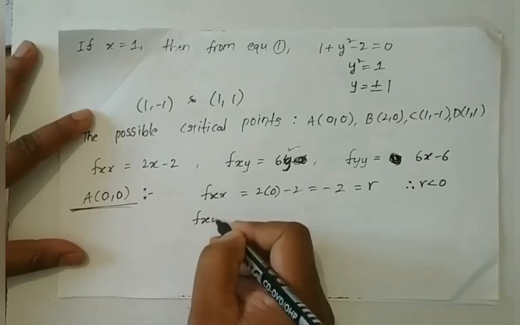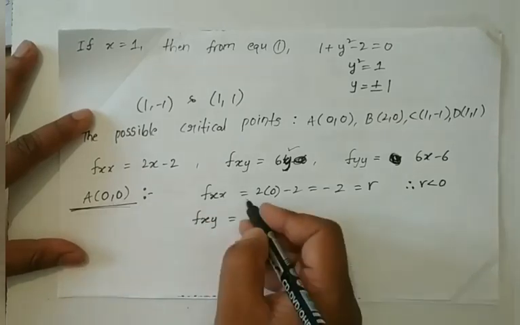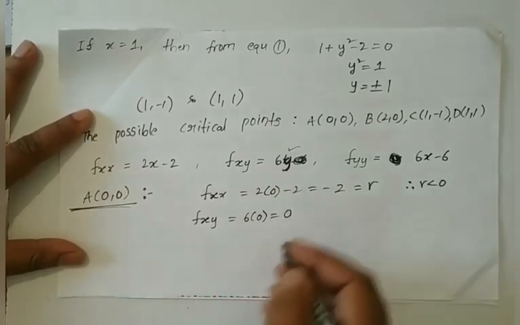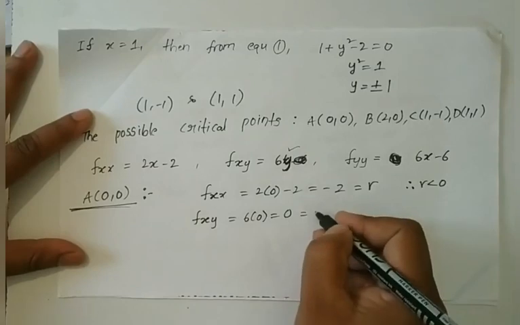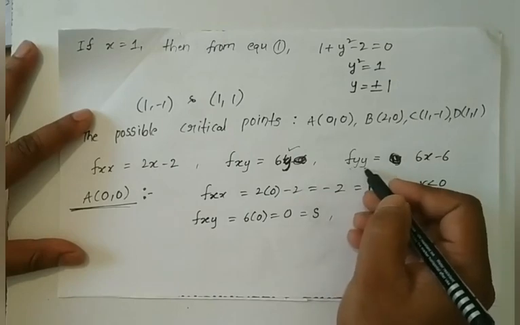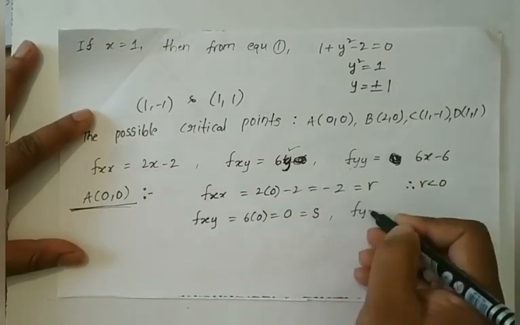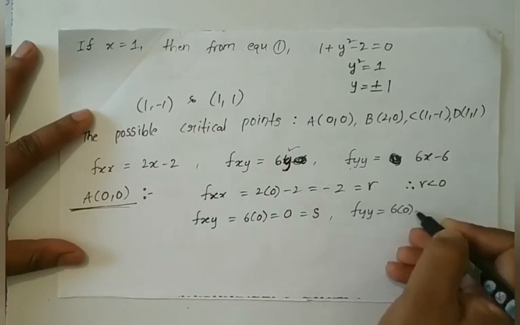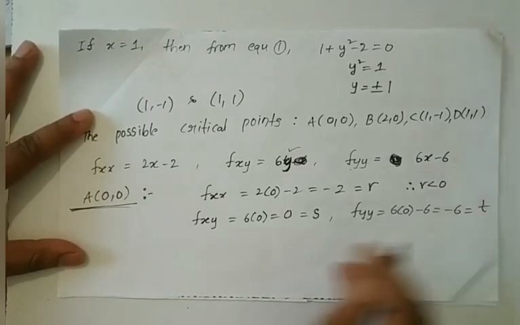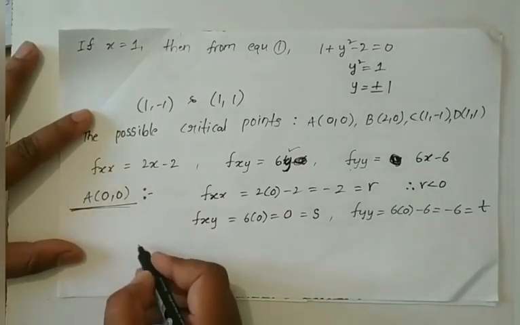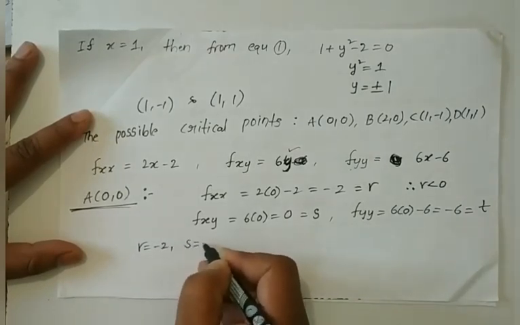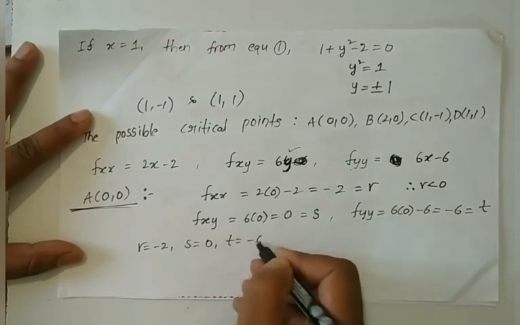Next we have to find fxy at the point (0, 0). Fxy is nothing but 6y. 6 into 0 is nothing but 0. That means s is equal to 0. Next we have to find fyy at the point (0, 0). Fyy is 6 into 0 minus 6, which is nothing but minus 6. Fyy is nothing but t. That means at the point A (0, 0), r is equal to minus 2, s is equal to 0, t is equal to minus 6.